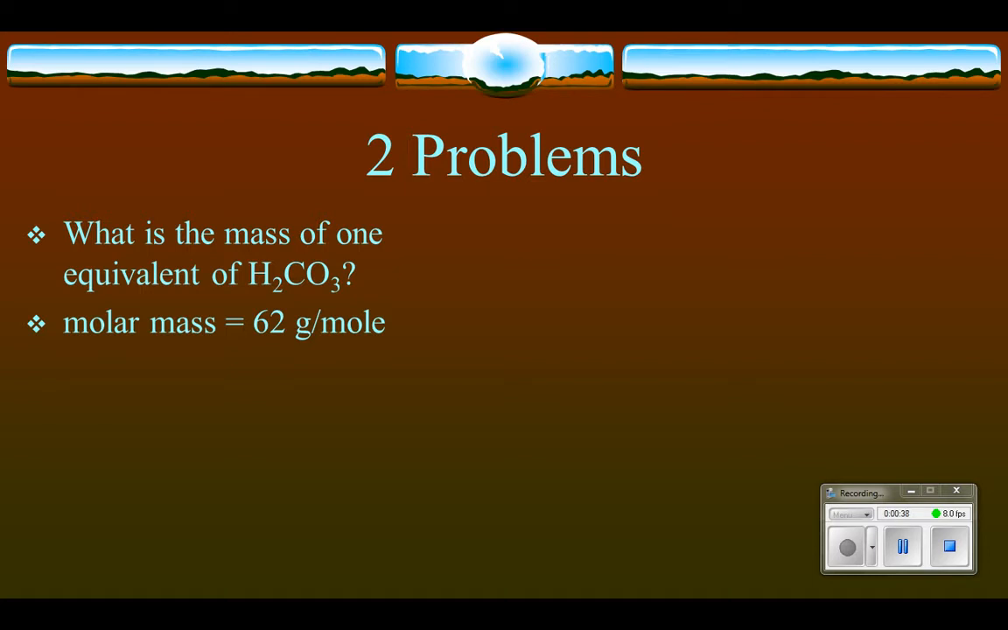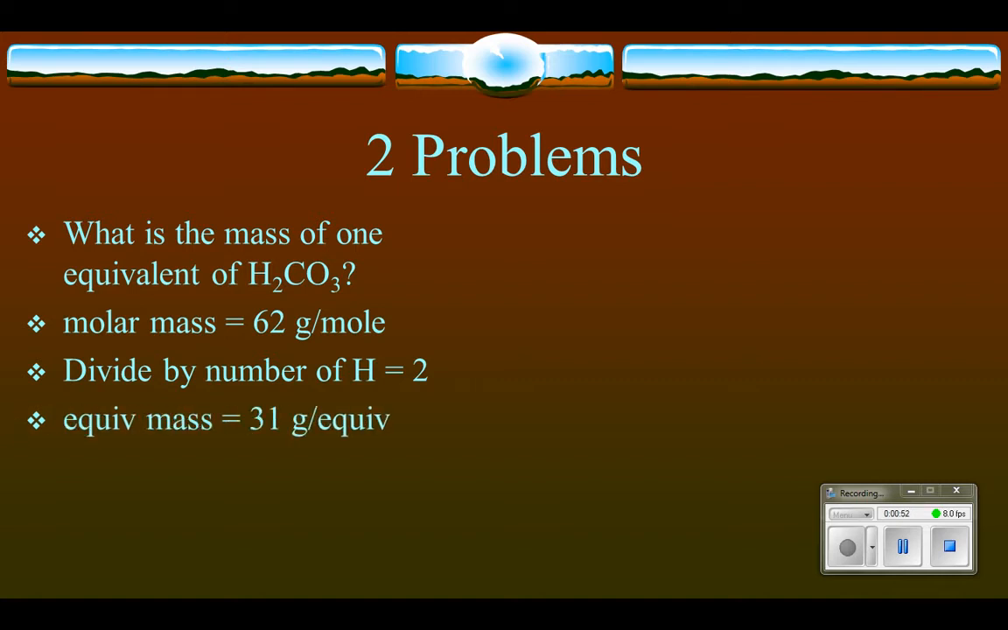And if we want to find the mass of one equivalent, that would be the equivalent mass. Then the equivalent mass is simply taking the molar mass and dividing by the number of hydrogens. So you see there's two hydrogens. 62 grams per mole divided by the number of hydrogens is 31 grams per equivalent. So by dividing by the number of hydrogens, we change from moles to equivalents.